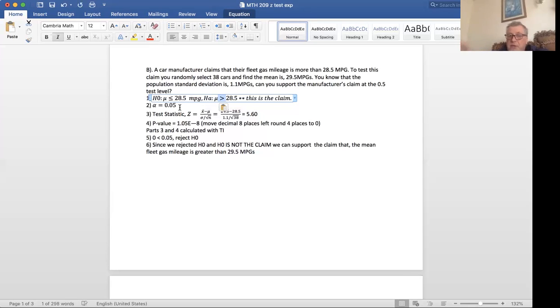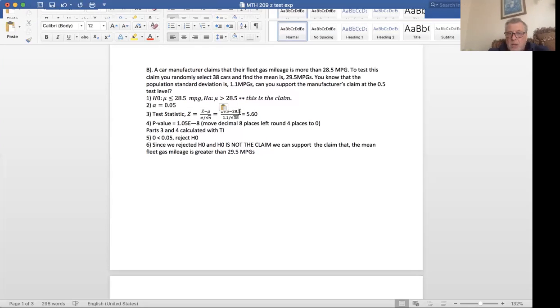We report our level of significance, 0.05. Our test statistic is calculated the same way because it's a Z-test: the sample mean subtracted from the hypothesized mean, the one in the null hypothesis, divided by the standard error. I get 5.6 when I put that information into the calculator, and we get a p-value of 1.05 E minus 8.